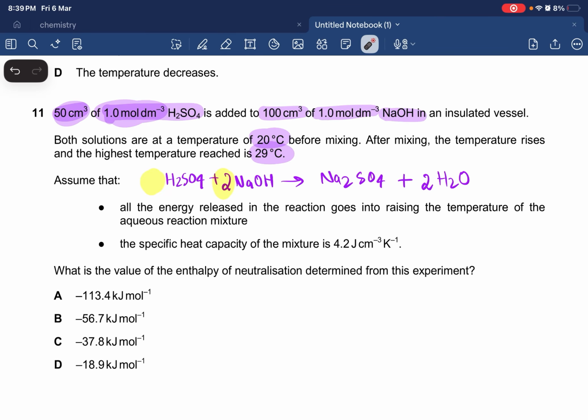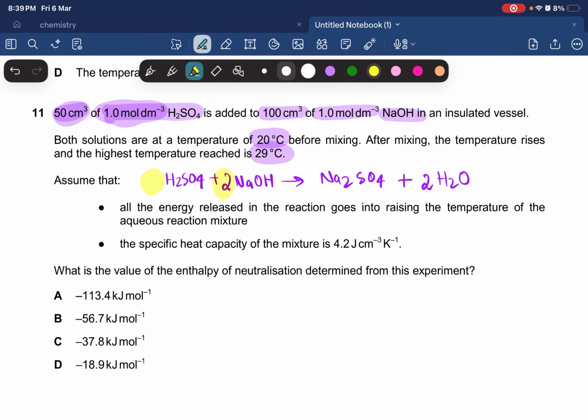Okay, so first, we're going to figure out the moles of sulfuric acid and the moles of NaOH. For the moles of sulfuric acid, we just multiply the volume, which is 50, times the concentration, which is 1, divided by 1000. Why do we divide it by 1000? You should know that we always need it in dm cube, not in cm cube. So 50 times 1 divided by 1000, that's simply 50 divided by 1000, and what do I get? I get 0.05 moles.